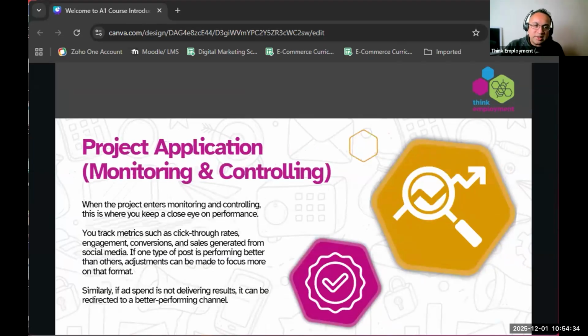Okay, so when the project enters the monitoring and controlling, this is where you're keeping a close eye on performance. Okay, because certain content may not give you the yield that you want it to give you. Like you spend an hour on a live video and you only get 20 people. Why? Why are you not getting more? Why isn't the algorithm rewarding you? Okay, so you need to understand that.